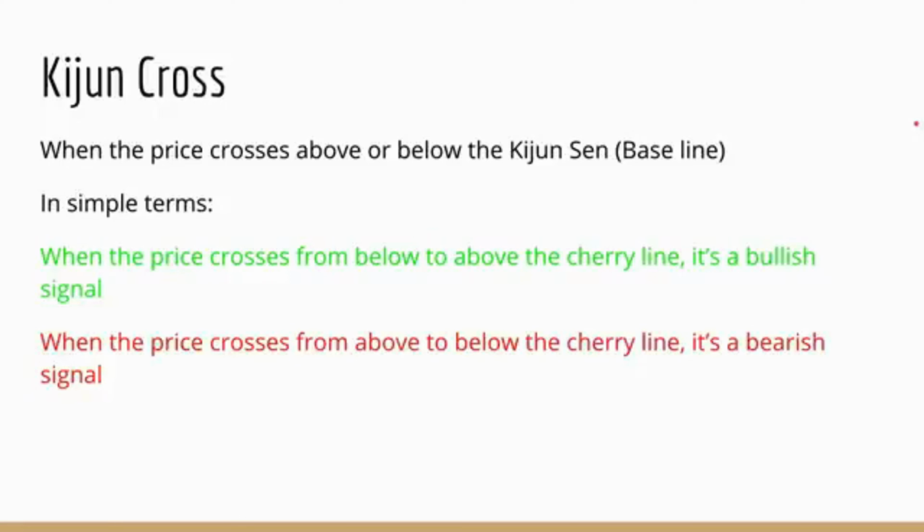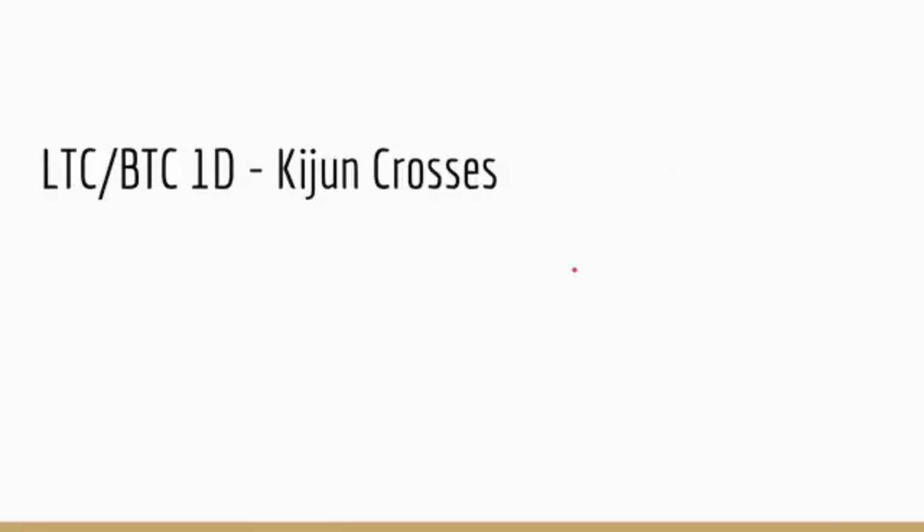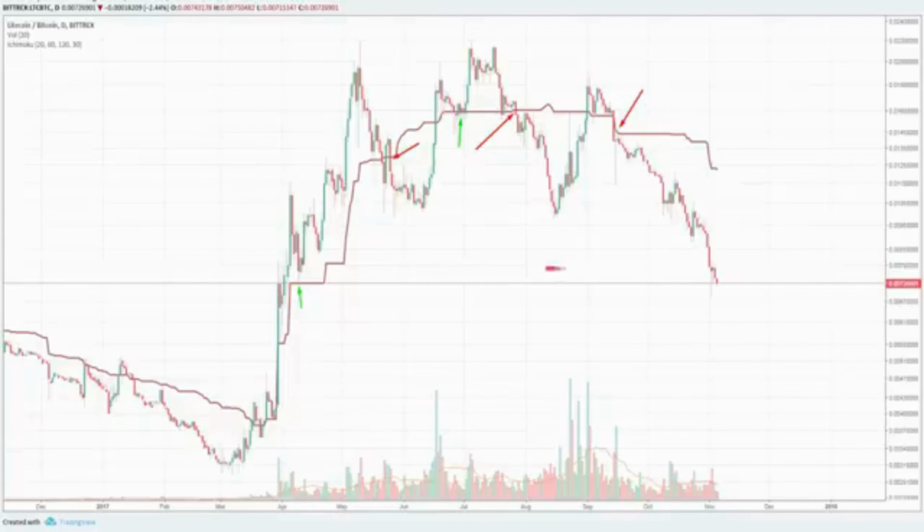Using the Kijun again in a very similar way is the Kijun cross. So in simple terms, the general description: when the price crosses above or below the Kijun, that's what a Kijun cross is, and it's obviously bullish or bearish depending on which way it crosses, much like the TK cross. So when price crosses from below to above the Kijun, it's bullish. When price crosses from above to below the Kijun, it's bearish. That much should be obvious. Here's the Litecoin Bitcoin daily chart with some Kijun crosses.